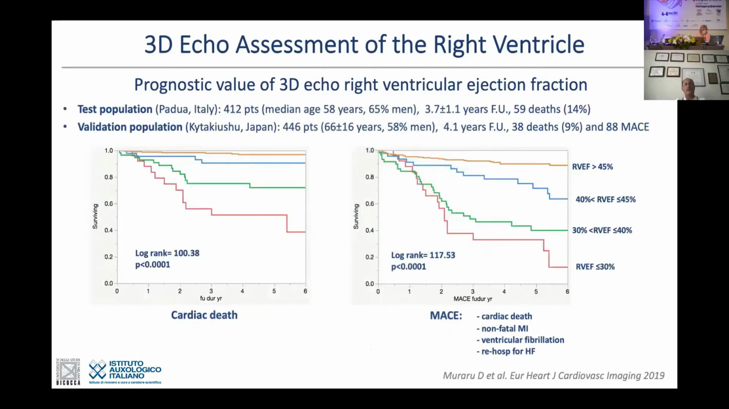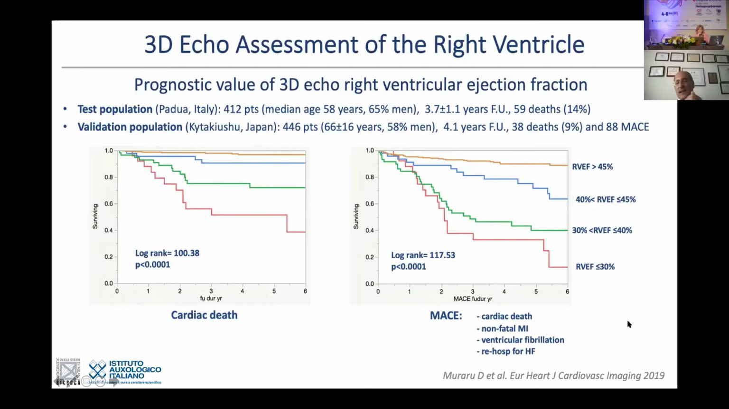Recently, we went further, not just normal or abnormal function of the right ventricle, but we performed a cooperative study with our Japanese colleagues. We developed the threshold values to identify normal ejection fraction, more than 45%, mildly reduced right ventricular ejection fraction between 40 and 45%, moderately reduced between 30 and 40, and severely reduced below 30.